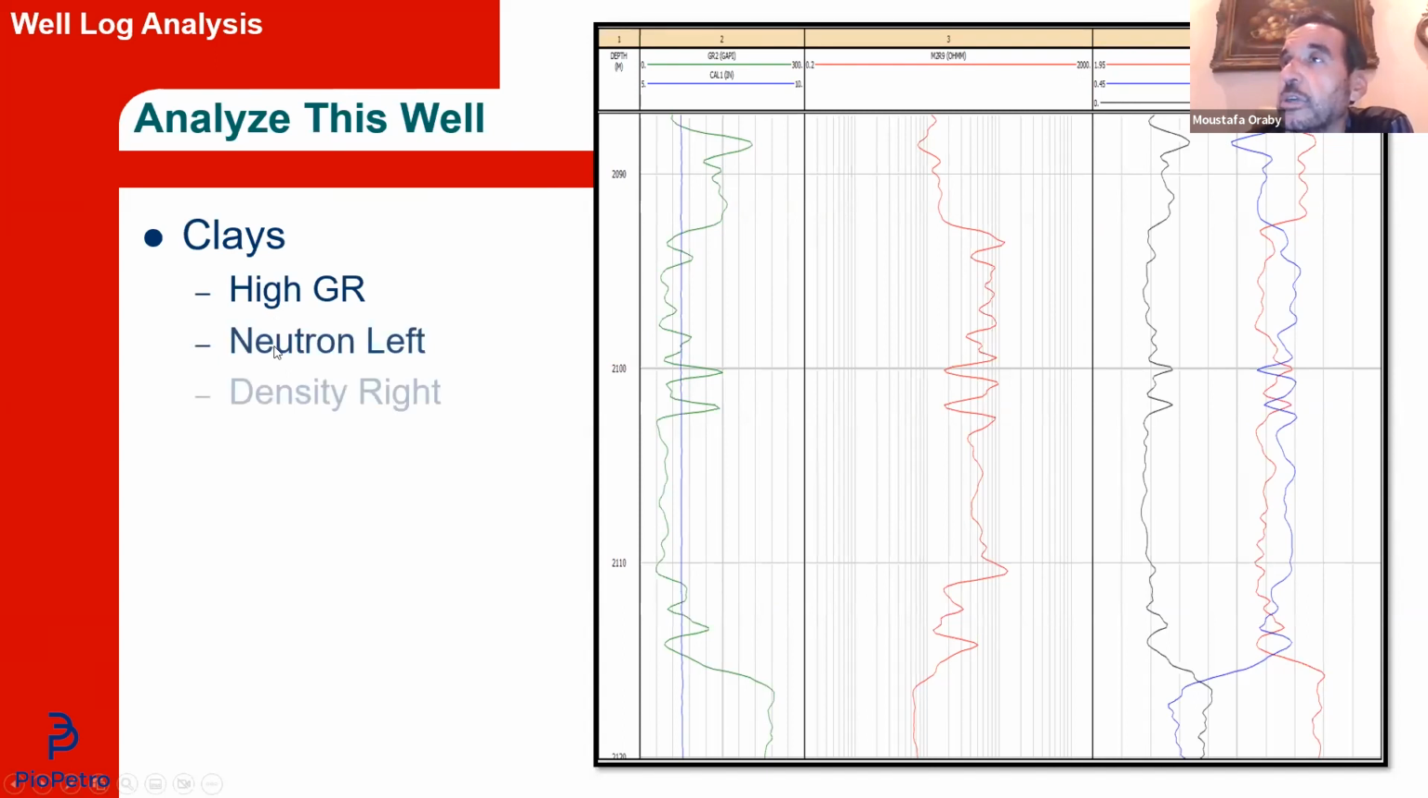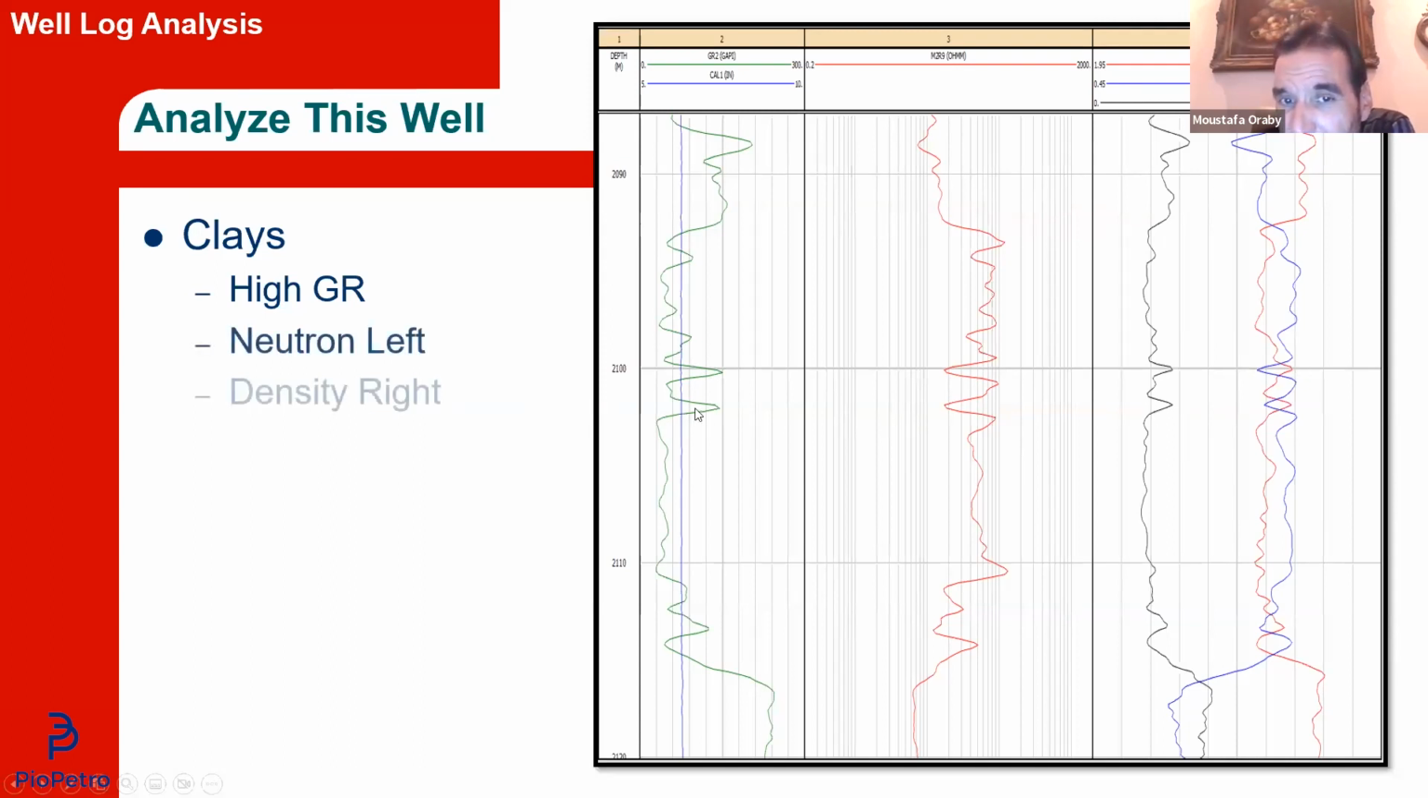This is the signature. Let's look at the gamma ray here. Gamma ray is high. Is the neutron left? Yes, the neutron is left. Is the density right? Yes, the density is right. So this zone has to be a clay zone. How about this one? Gamma ray is high. If I go there, neutron is left. Neutron always is blue. Neutron is left, density is right. Then this is a clay zone.